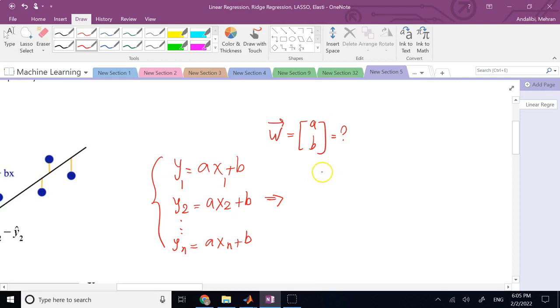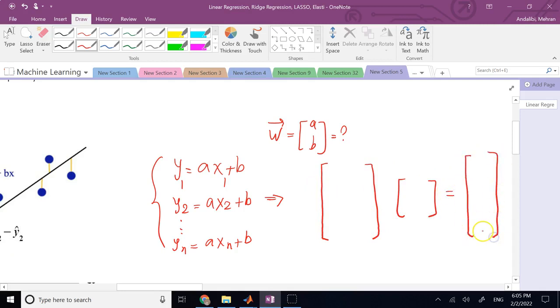Can I write it that way? Sure. So I can write it as a matrix like this times the unknown vector is equal to some right-hand side. So this is a 2 by 1, this is an n by 2, and this is going to be an n by 1. And what are these?